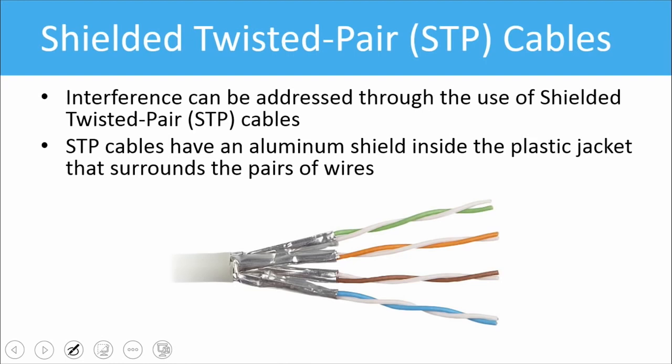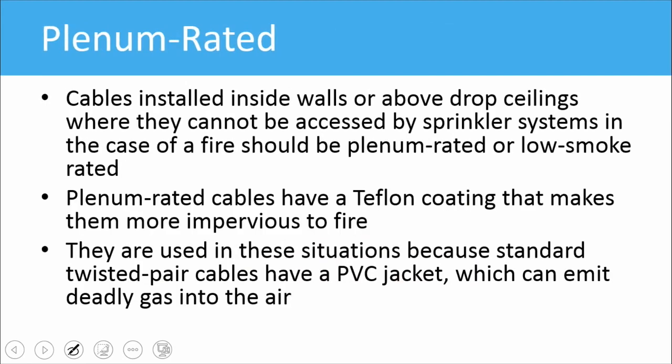To combat crosstalk, we actually can shield the twisted pair cables. Not just crosstalk, but also general interference can be addressed through the use of shielded twisted pair, or STP cables. All that we do is we wrap each pair with an aluminum shield, and then we put all of our pairs back inside of a plastic jacket. Keep in mind, shielded twisted pair is typically a little bit more expensive than unshielded twisted pair.